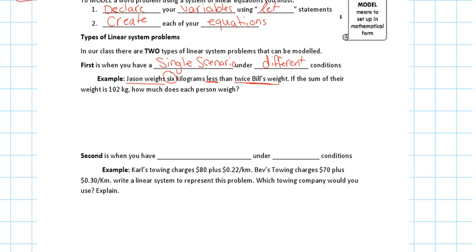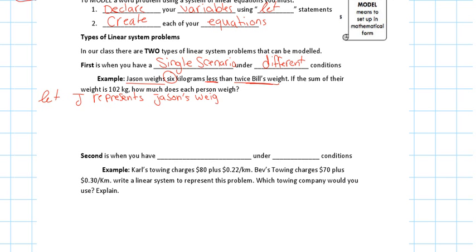So, first thing you have to do, you're going to have to write your let statement. Remember what we said here? That you have to write your let statement. So we're going to say let J represents Jason's weight, right? So we're going to do a let statement, and then we're going to say let J represents Jason's weight.